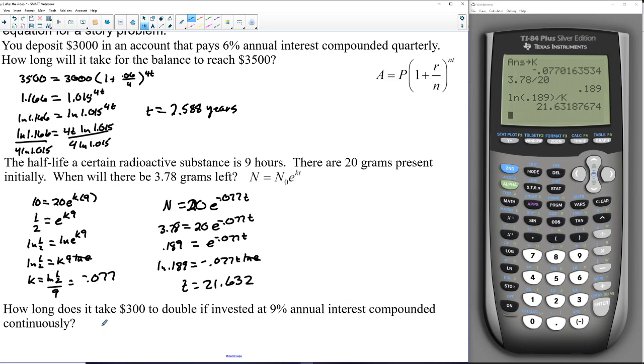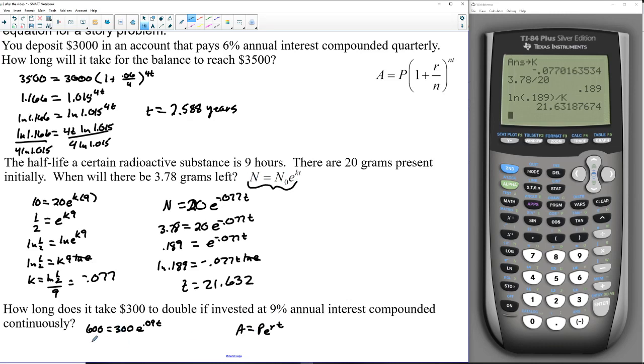How long does it take $300 to double if invested at 9% annual interest compounded continuously? So double, 600, is equal to the initial investment, 300, e to the k, now 0.09, times t. And really the amount is the PERT formula, P e to the rt. But it's the same as this one, really, just instead of N and N naught, we have A and P.